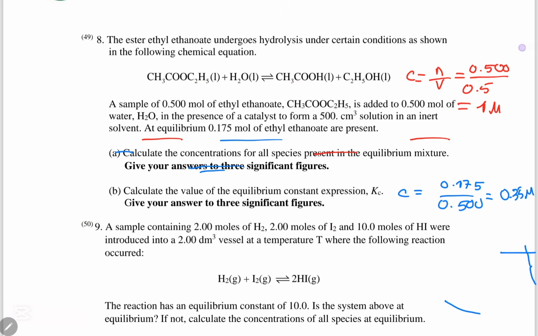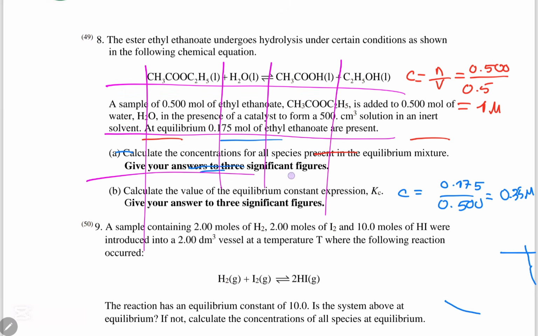So now here we can do the ICE table. So let's put the format of the ICE table. Please excuse the writing, because I don't have any space to do it. So ICE, okay? Let me choose a nicer color that is visible. So here initially I had 1 molar. Actually, this is not clear. Let me use green. Here I had 1 molar.